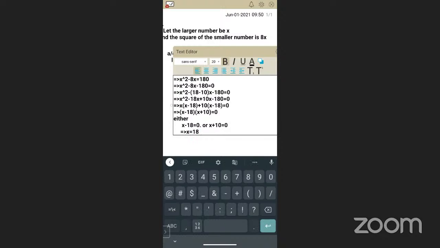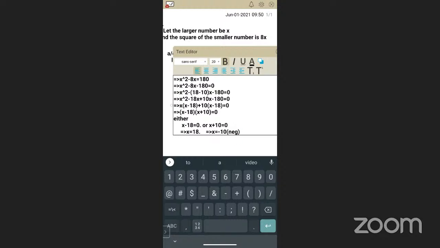And for this one implies x equals to minus 10. Okay, this one you write as neglected, isn't it right? Because they are speaking about the numbers and it cannot be negative. Understood? So it will be neglected. Only x is 18, that is the larger number. How much is it? It is 18.